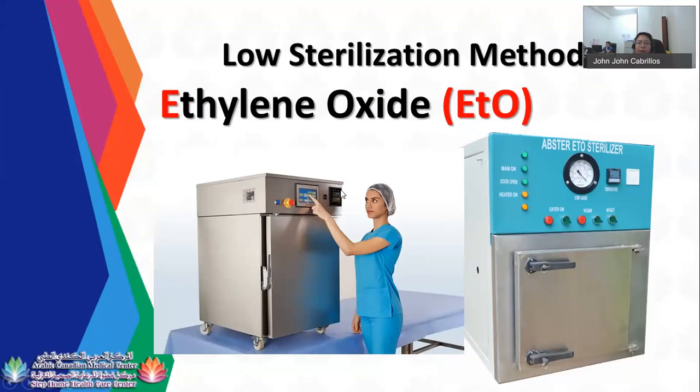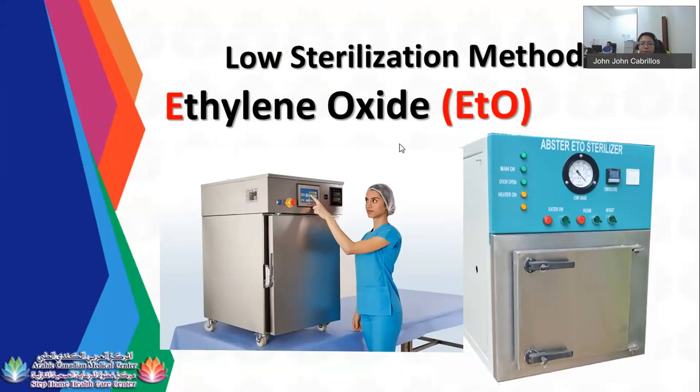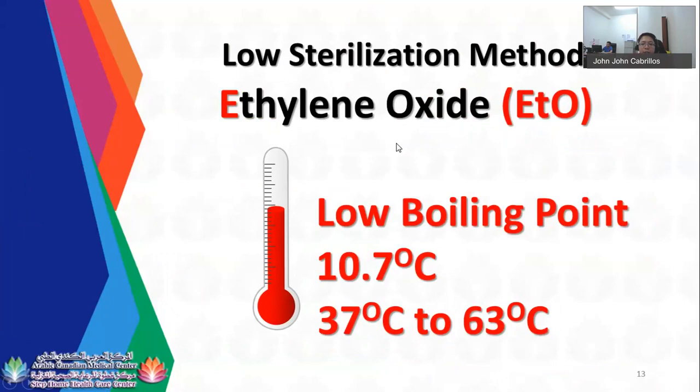So please remember that your ethylene oxide, since it is a low sterilization method, has a low boiling point of 10.7, which means it will boil at 10 degrees Celsius. The working temperature for ethylene oxide is 37 to 63 degrees Celsius. So your ethylene oxide has a low boiling point, 10.7 degrees Celsius. Its operating temperature is 37 degrees Celsius to 63 degrees Celsius.